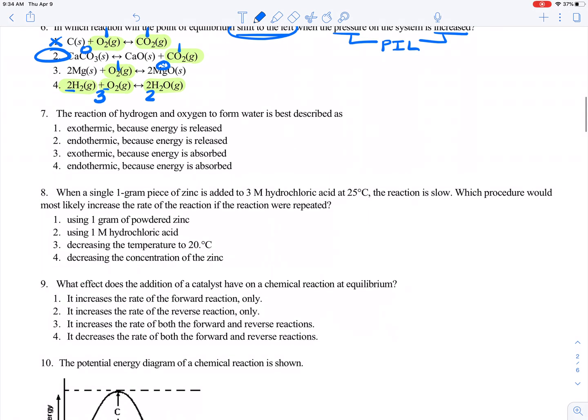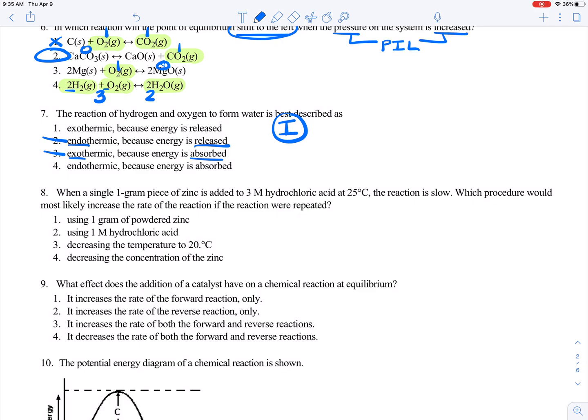Number 7, reaction of hydrogen and oxygen to form water is best described as what type and then what's going on with the energy. So again, you can eliminate the ones where the definition doesn't match the term. And then you would have to, this was a table I question. There's no way that you're supposed to memorize something like this, okay?